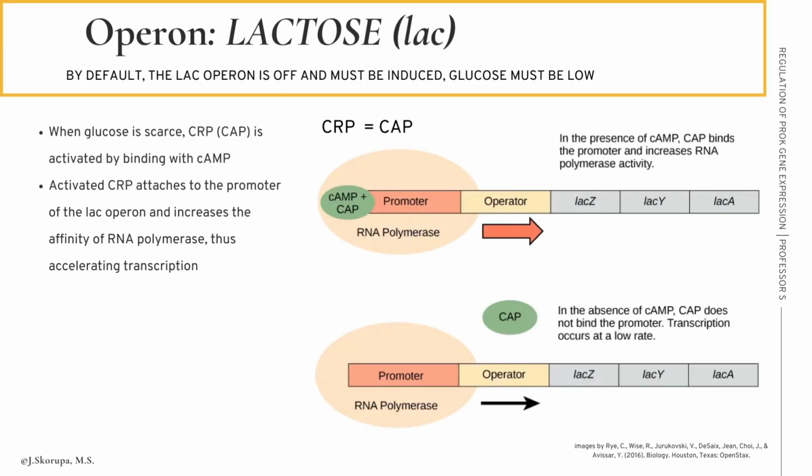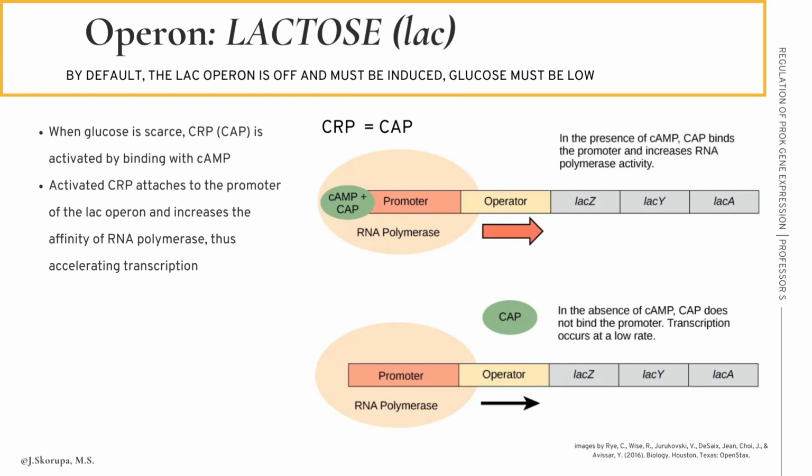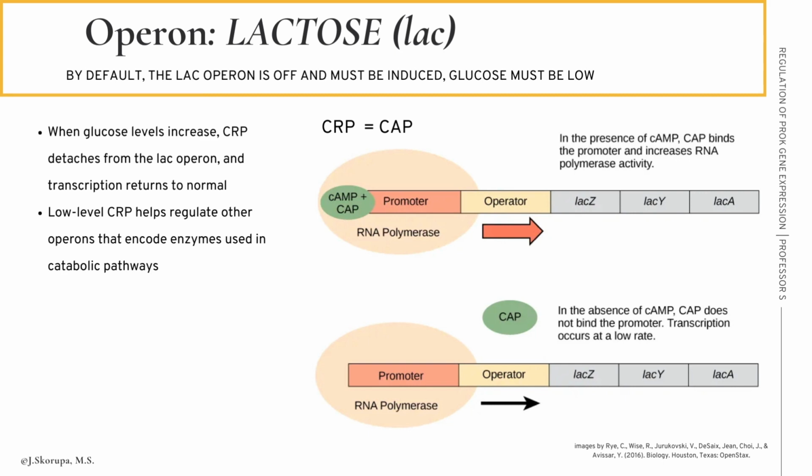So let's look at that one more time. The lac operon by default is off and must be induced. This will only happen when glucose is low and lactose is present. When glucose is scarce, CRP, also called CAP, is activated by binding with cAMP. Activated CRP attaches to the promoter of the lac operon and increases the affinity of RNA polymerase, thus accelerating transcription. The lac operon is subject to positive control through a stimulatory protein that activates transcription. When glucose levels increase, CRP detaches from the lac operon and transcription returns to normal.